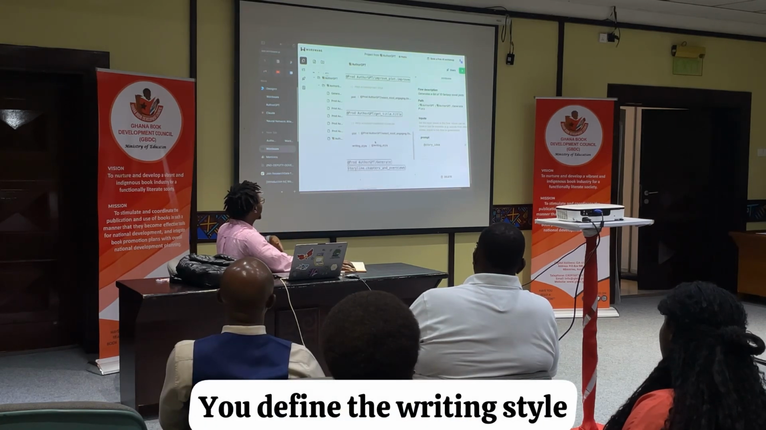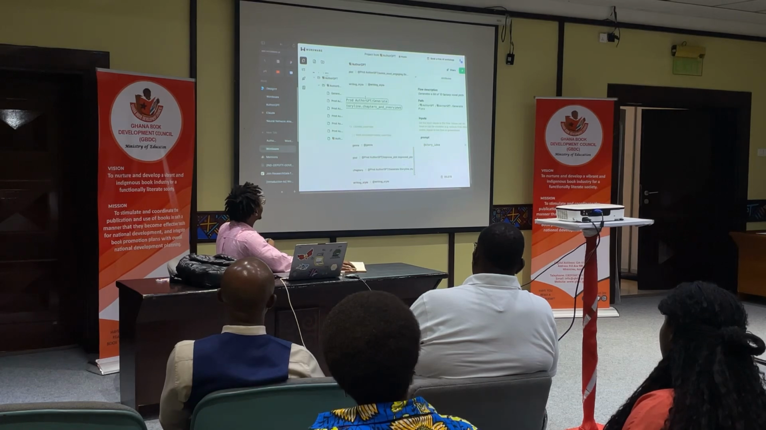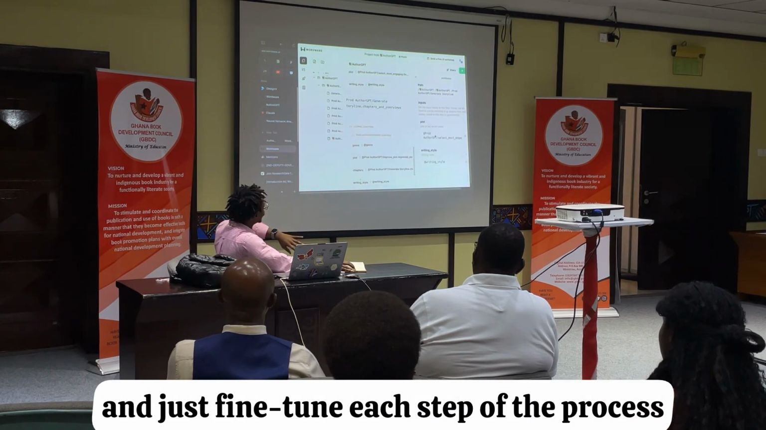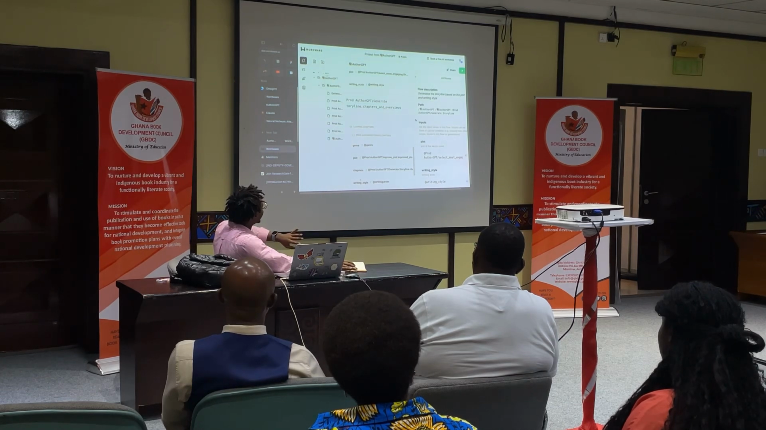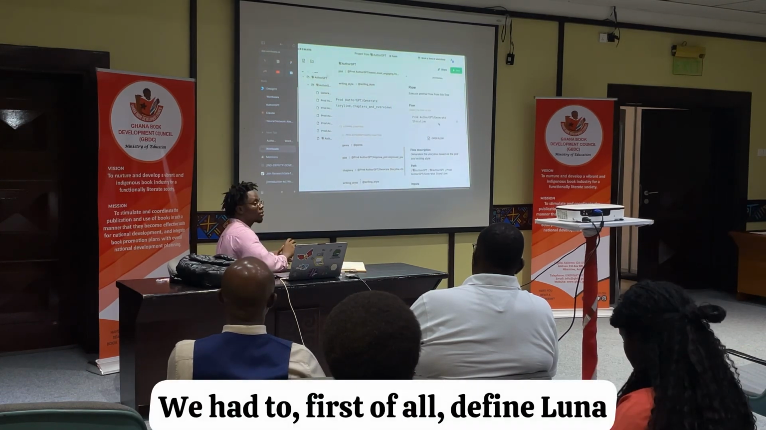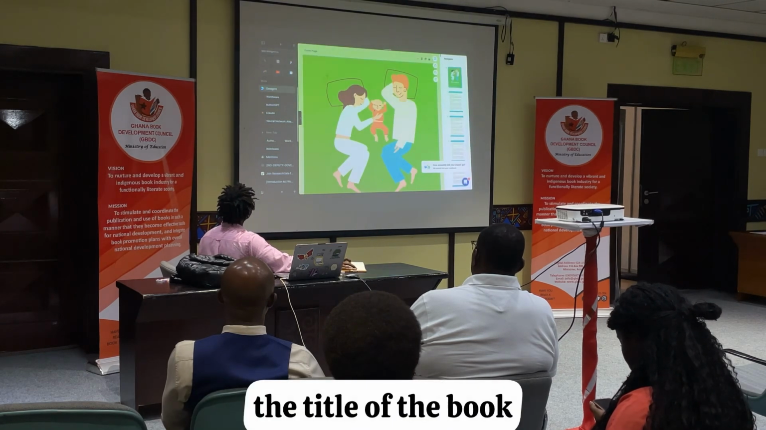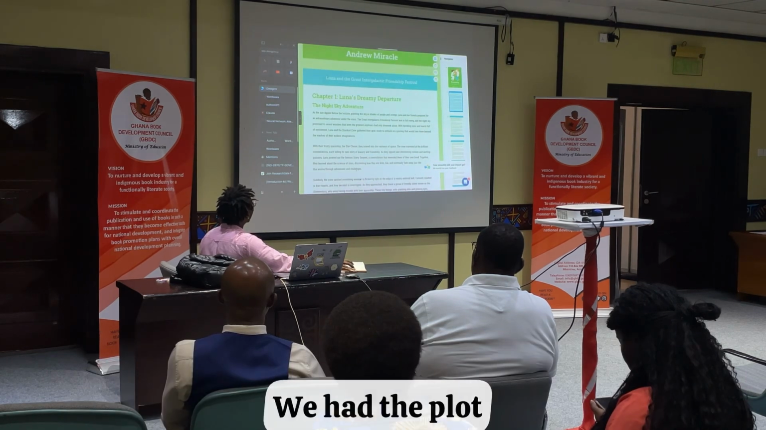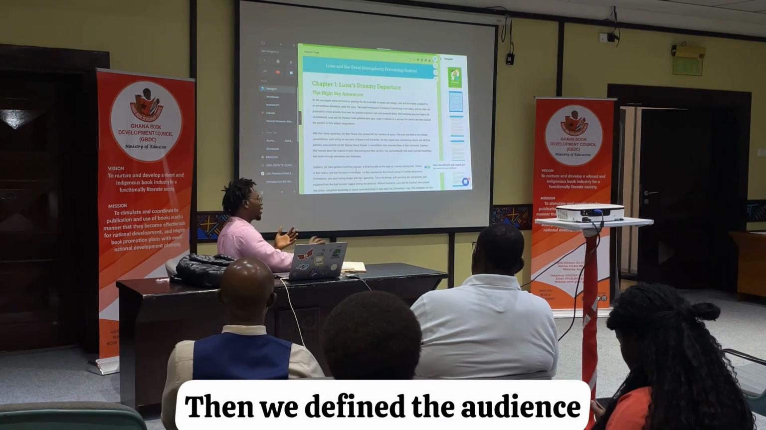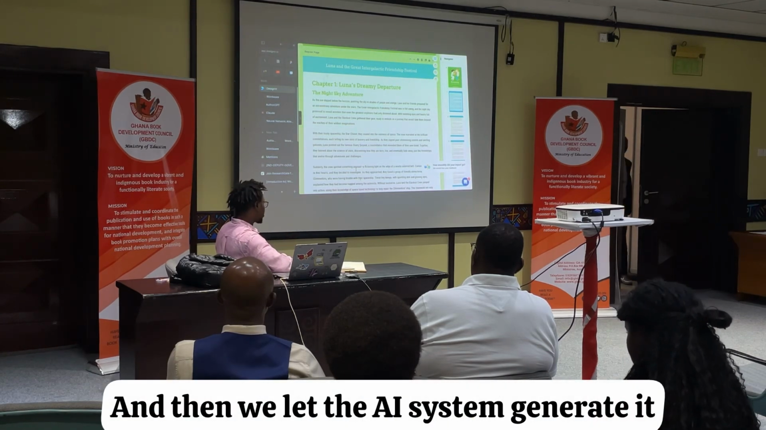You define the writing style, you give it the inputs and everything it needs, and just fine tune each step of the process. Because when we were generating The Adventures of Luna, we had to first of all define Luna, the title of the book. We then had to come up with the chapters for the book. We had the plot, then we defined the audience, we defined the tone of our book, and then we let the AI system generate it.